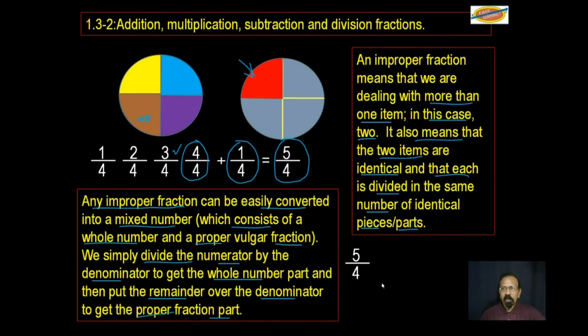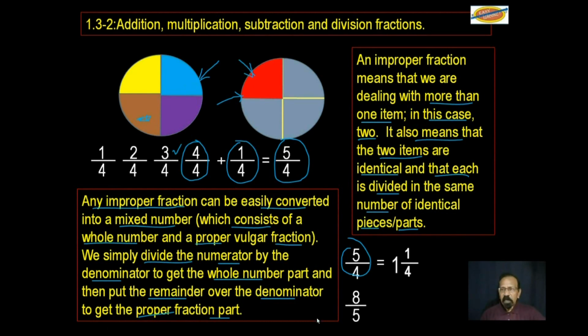For example, this 5/4. If we say 4 into 5, we get 1. What remains from that 5 is 1. So you put that 1 over the 4 that we were dividing by, and you get 1 1/4, as we can see up here. A complete cake plus a quarter of an identical cake.